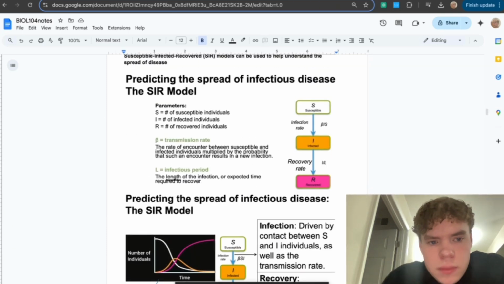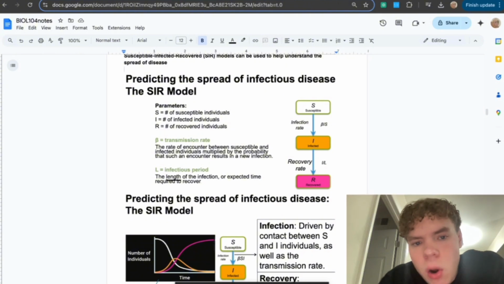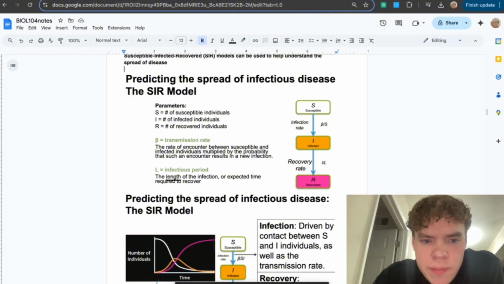We use our SIR models to help understand the spread of disease. S is the number of susceptible individuals, I equals the number of infected individuals, and R equals our number of recovered individuals. We have our transmission rate and infectious period.